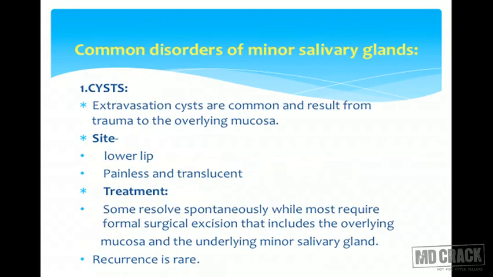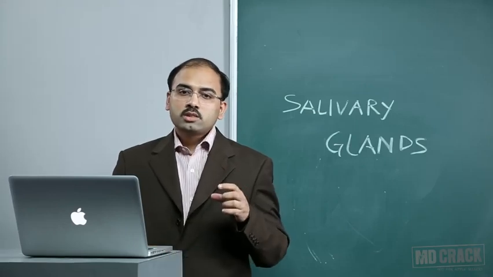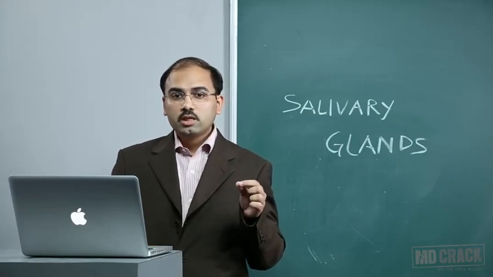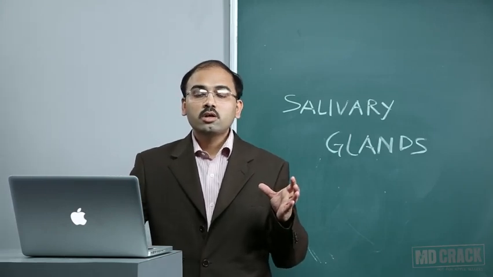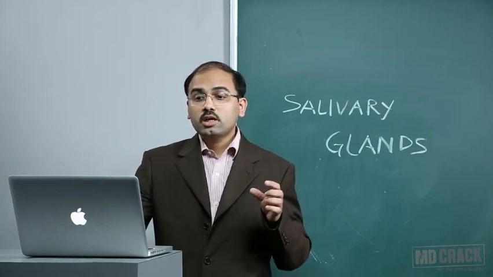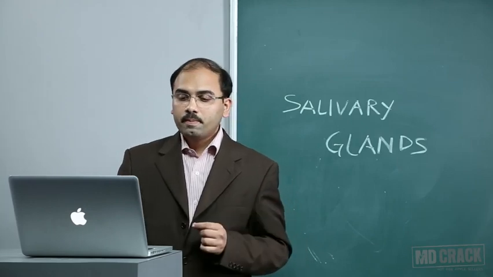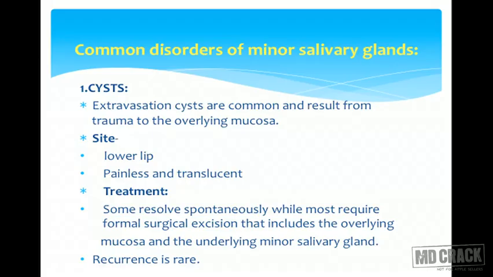Now we'll see what the disorders are. Most commonly, cysts are formed from minor salivary glands. They are generally extravasation cysts, which are common and result from trauma to the overlying mucosa. So you may be asked whether the cysts of minor salivary glands are extravasation cysts or retention cysts. So these are extravasation cysts. They are located in the lower lip.